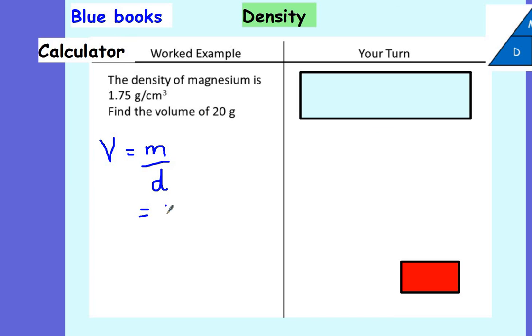I've been told my mass is 20. I've been told my density is 1.75. Notice that because my units are both given in grams, I don't have to convert either of those units. And that's going to give me, using a calculator, 11.4 centimetres cubed to 1 decimal place.